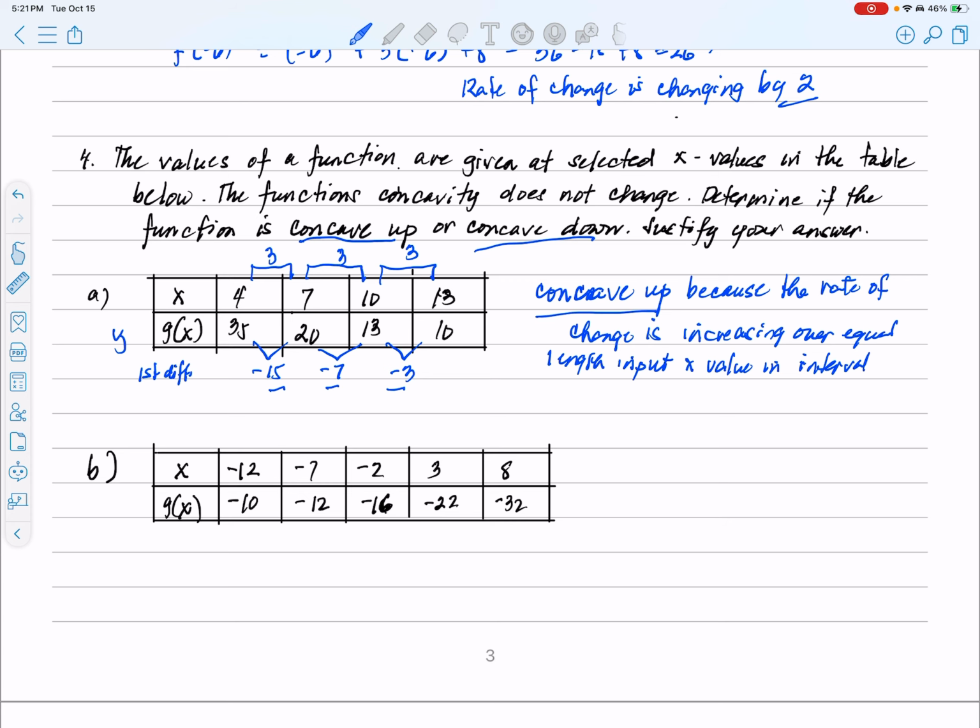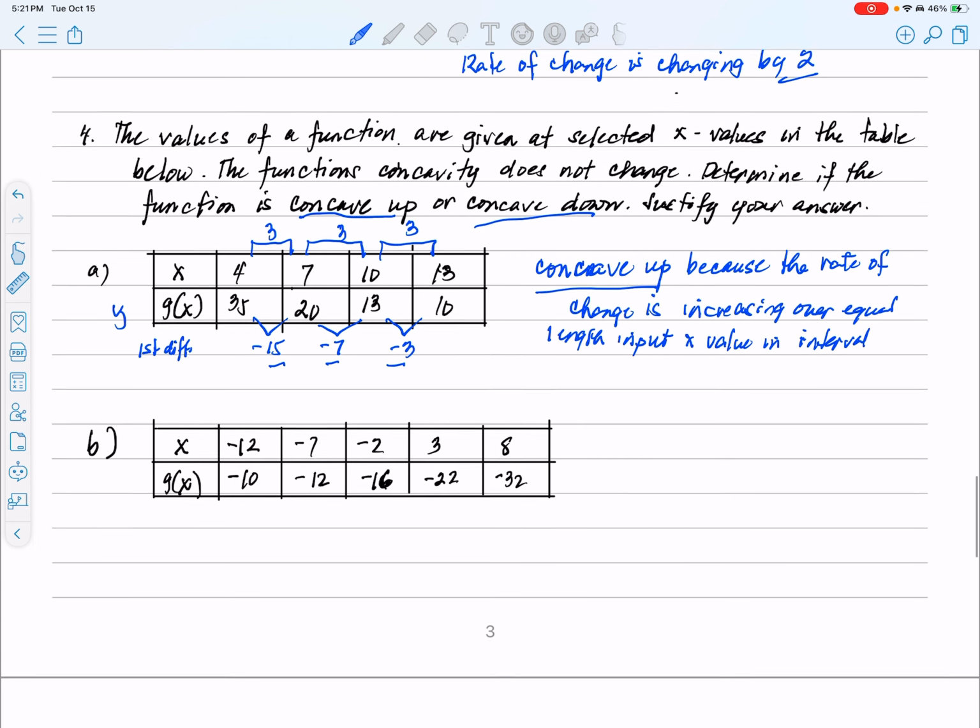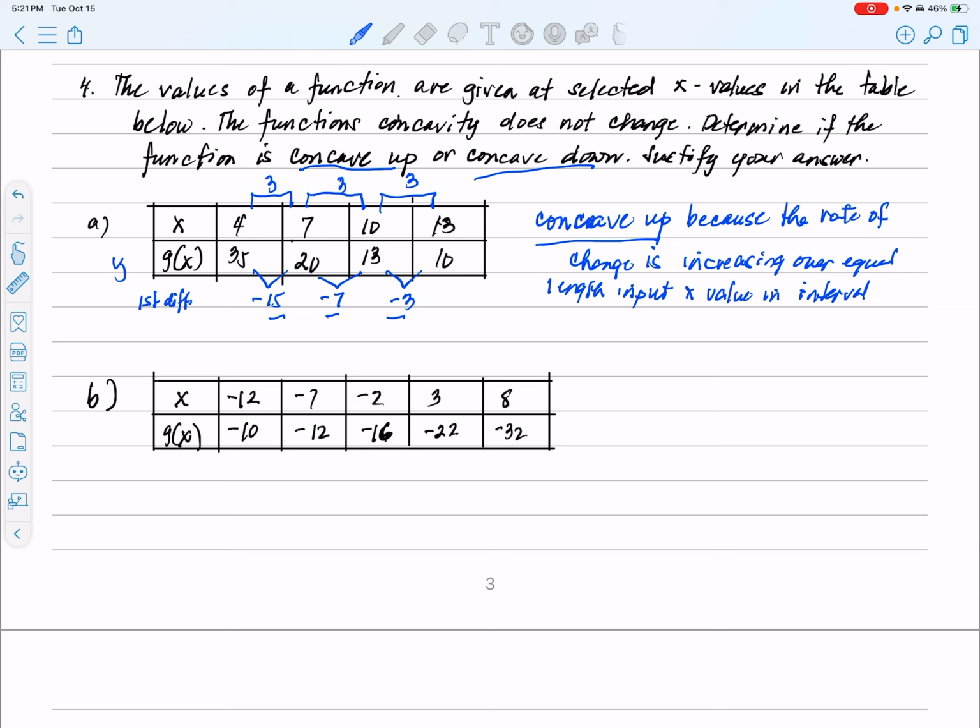How about the last table? Let's look at this. All right. So let's look at the interval. It's negative 12, negative 7. Are they equally intervaled? You add 5. Okay, 5 by 5. This is also 5, 2 to 7, negative 2 to 3, it's 5. 3 to 8, that is also 5. So they are equally intervaled.